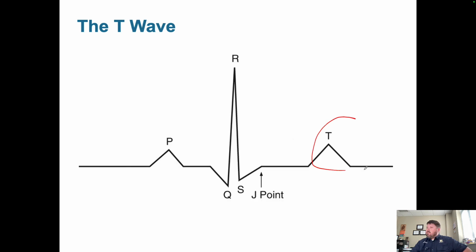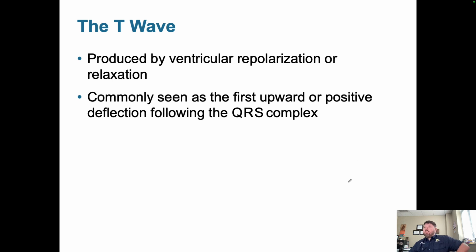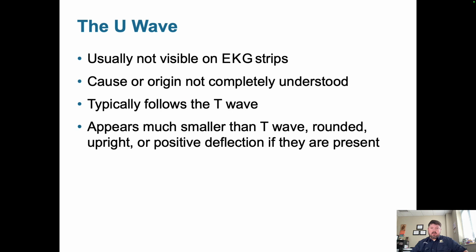Then your T wave, like I mentioned, is your most dynamic wave, and it's produced by ventricular repolarization or relaxation. It's commonly seen as the first upward or positive deflection following the QRS complex. U waves are not something we're necessarily going to identify as part of the standard 5-step approach. Sometimes a U wave can show up, and it's usually just a little lump in the isoelectric line between the T wave and the next P wave.